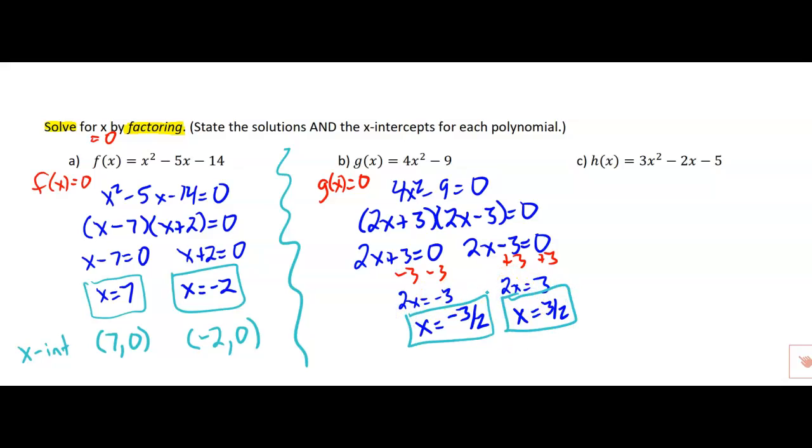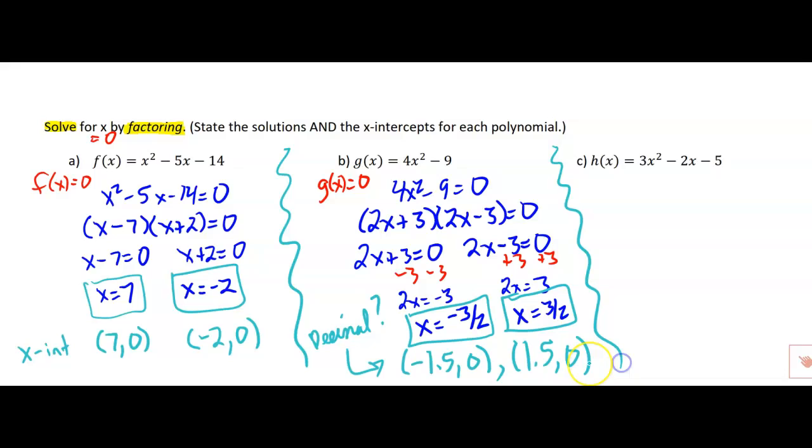Now, if I want to write x-intercepts, I might want to choose to put it in decimal form, because then I can write negative 1.5 and 0 for my first point, and 1.5 and 0 for my second point. So I may choose to do that just for ease of graphing. Okay, but the process is the same. Set it equal to 0, factor, and solve.